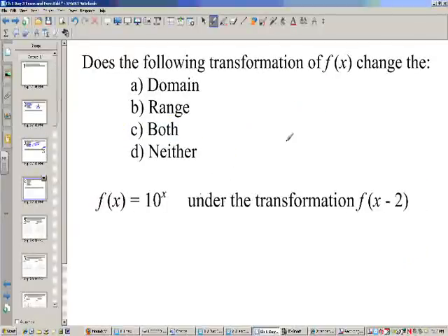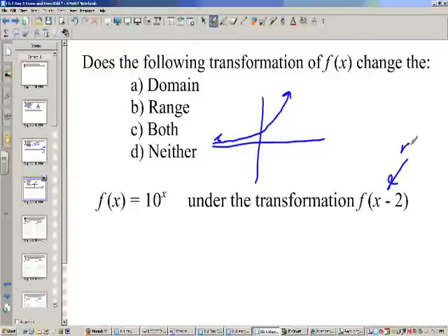Now if we take 10 to the x, which is a function that looks like this, if we move it to the right 2, I'll do this in a different color, it's just going to look something more like that. So that's not going to change the domain or the range.